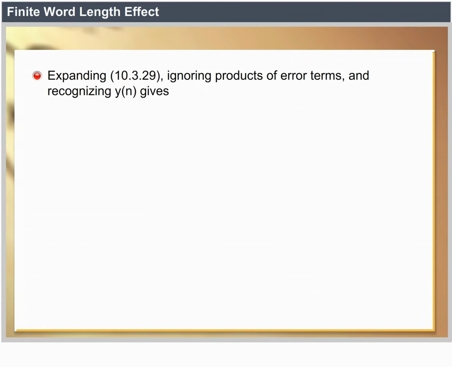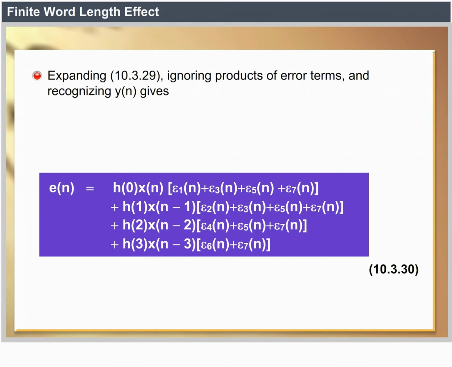Expanding 10.3.29, ignoring products of error terms and recognizing y of n, gives e of n equal to h of 0 into x of n into epsilon 1 of n plus epsilon 3 of n plus epsilon 5 of n plus epsilon 7 of n, plus h of 1 into x of n minus 1 into epsilon 2 of n plus epsilon 3 of n plus epsilon 5 of n plus epsilon 7 of n, plus h of 2 into x of n minus 2 into epsilon 4 of n plus epsilon 5 of n plus epsilon 7 of n, plus h of 3 x of n minus 3 into epsilon 6 of n plus epsilon 7 of n, called equation number 10.3.30.